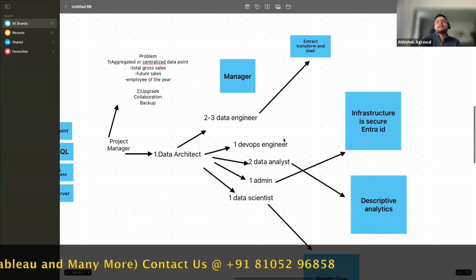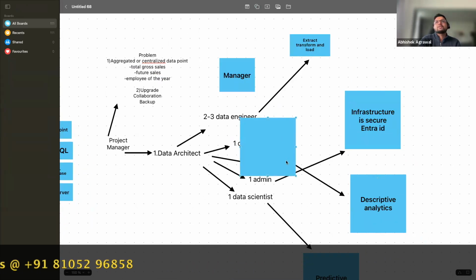And the DevOps engineer will handle the CI/CD process.